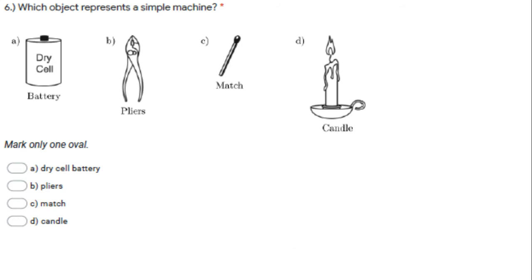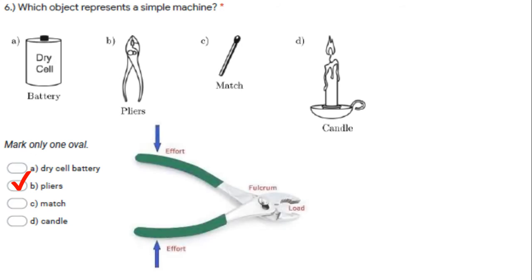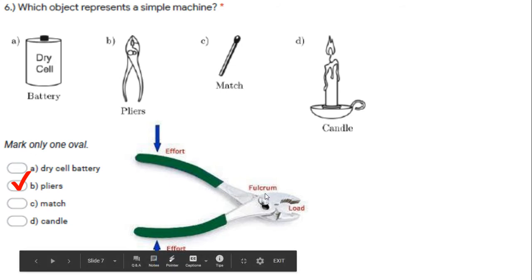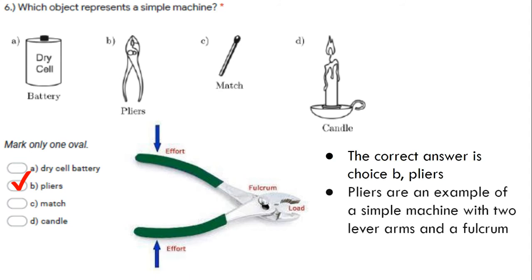All right, question 6. Which object represents a simple machine? Is it A, the battery, B, the pliers, C, the match, or D, the candle? Right, the correct answer choice is B, pliers. So here's my pliers. Pliers are an example of a lever in which we have a fulcrum where the two parts of the pliers meet. The effort gets pushed onto the lever on these sides, and the load will be carried in between the pliers. Again, pliers are an example of a simple machine with 2 lever arms and a fulcrum.